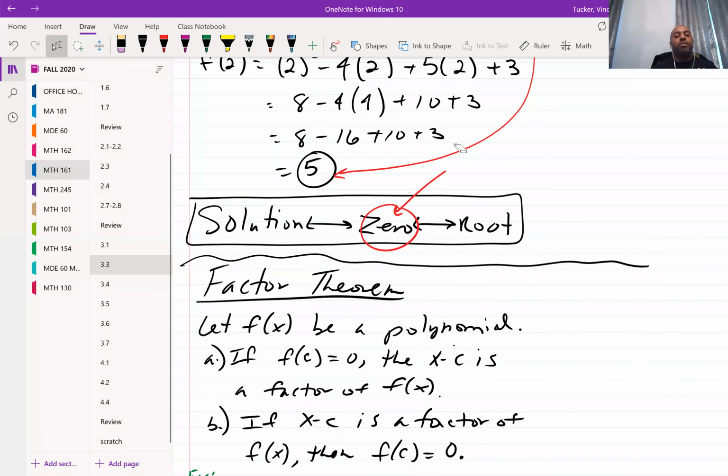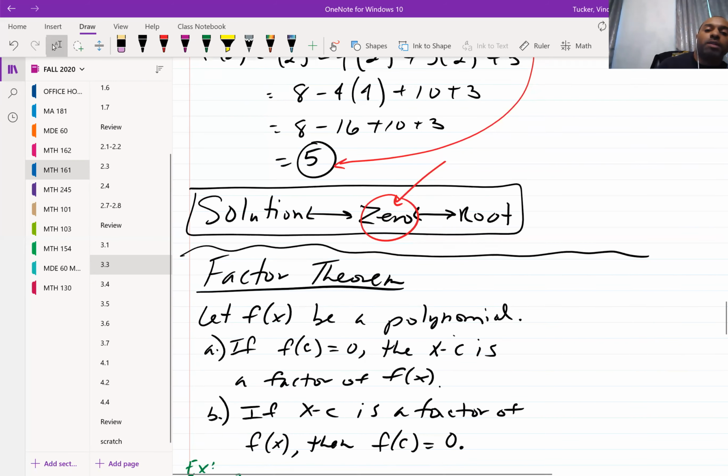So that's what the factor theorem states. Let f of x be a polynomial. If f of c is equal to 0, then it means x minus c is a factor of f of x. We'll talk about what a factor means in a second. But then if x minus c is a factor of f of x, then f of c is equal to 0. So it's just saying that if it's a factor, or in other words, if it provides a solution, the result is going to be 0, whether you divide it out and get your remainder or you plug it into your equation. Anybody holding on to that top part?